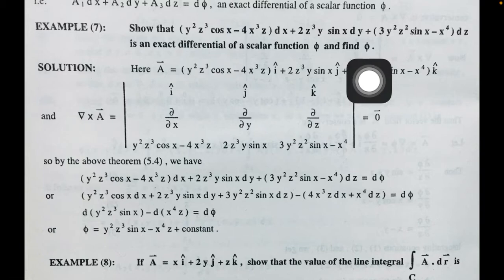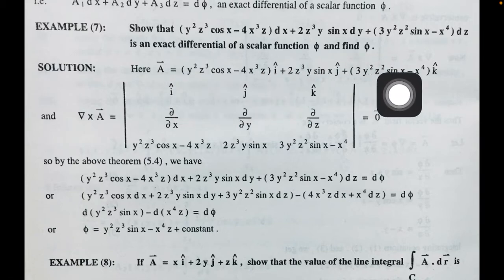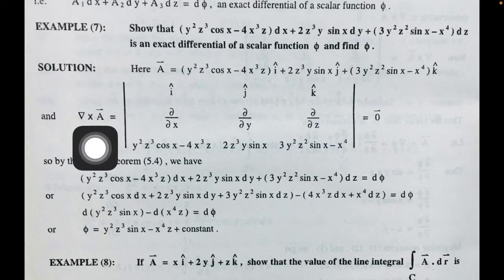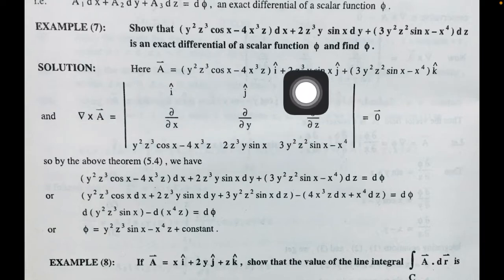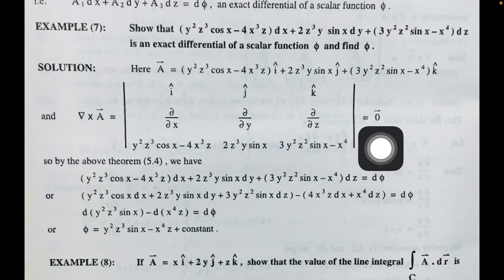So what we have to do is, first we have to check whether del cross A is equal to 0, and in the next step we have to find the value of phi. So for this, the A vector is given, and I find the del cross A. So here is the del cross A. When you solve this, I got this result that it is always equal to 0.